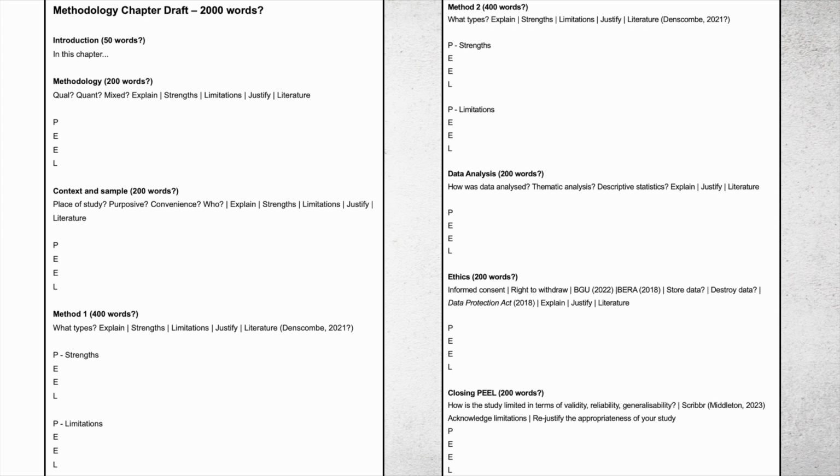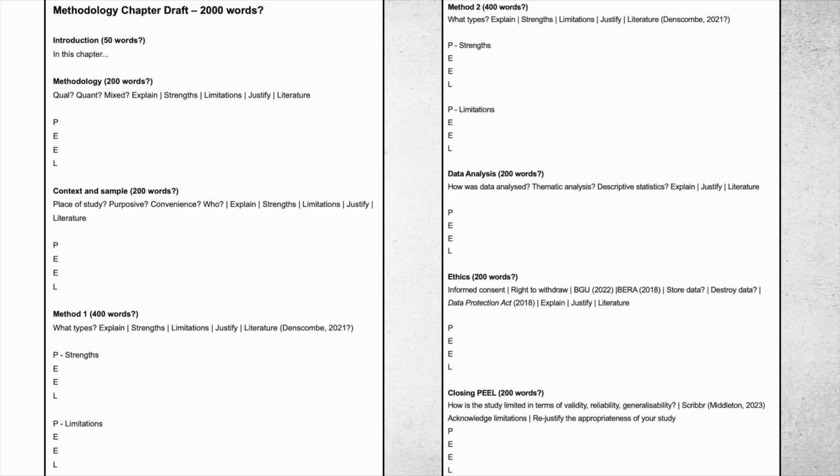2,000 words for a methodology chapter. You might have more words, you might have fewer words. Introduction to the chapter, 50 words. In this chapter, you're just going to give a little bit of a map as to what's happening in the chapter. The methodology that you've chosen will go here.